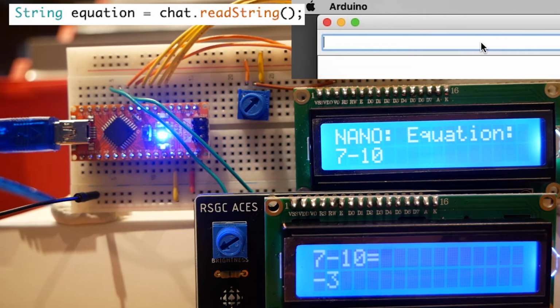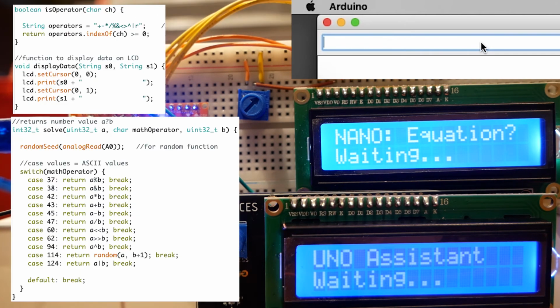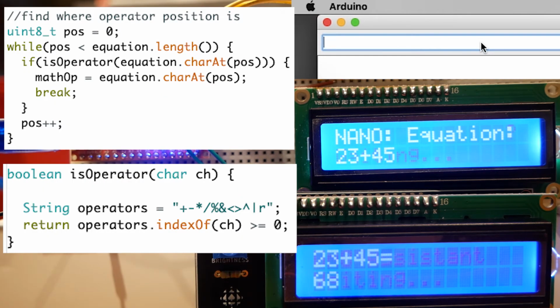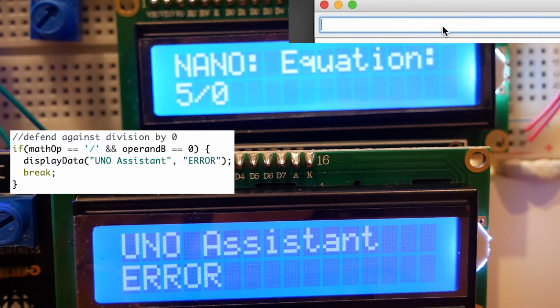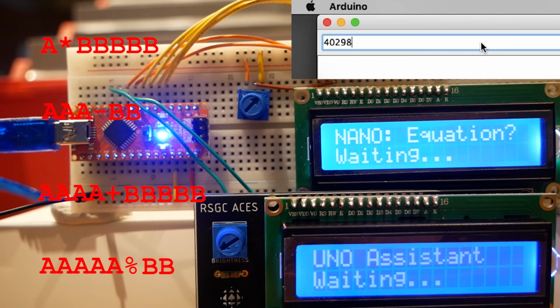The UNO reads this equation and processes it when data is received, relying on a heavy use of modular programming and functions. First, the position of an operator in the string is found by comparing each string character with operator characters, which splits the equation into separate operands and is then checked for division by 0. Using this method completes the enriched task of allowing multi-digit operands since the operator position acts as a divider separating any length of operands.